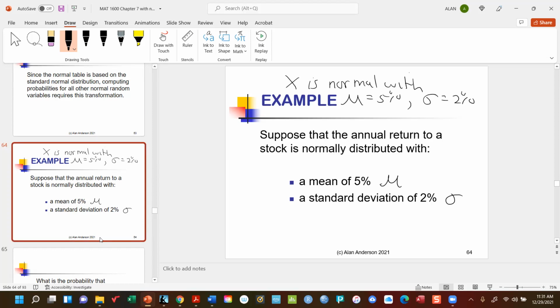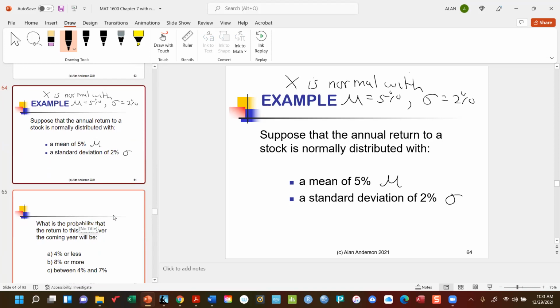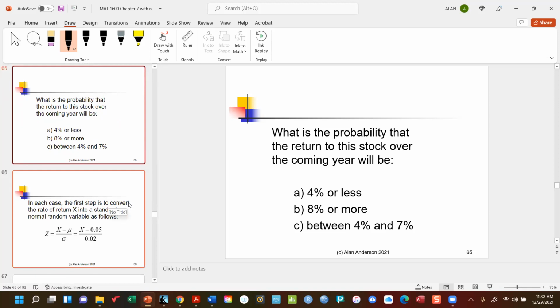Now, when we're dealing with percentages like this, by the way, we're going to convert them into decimals. I just find that it's easier to work with them that way. The units are not really that important as long as we're consistent with them. Now, with this information in hand, we're going to calculate 3 different probabilities. Given that the stock on average gives us a return of 5% per year with a standard deviation of 2%, we'd like to know the following 3 probabilities. A, that over the coming year, the return is 4% or less. B, 8% or more. And C, between 4 and 7%.